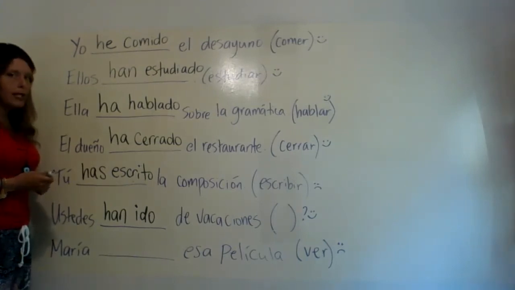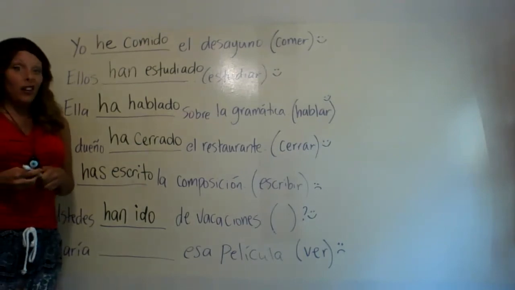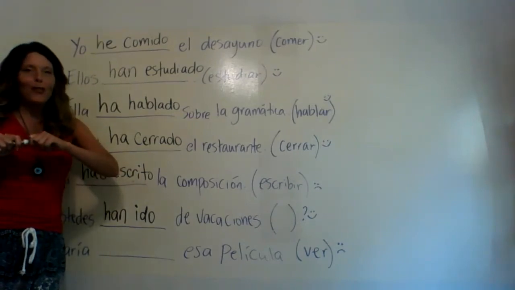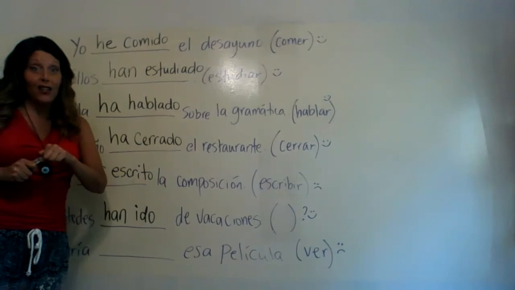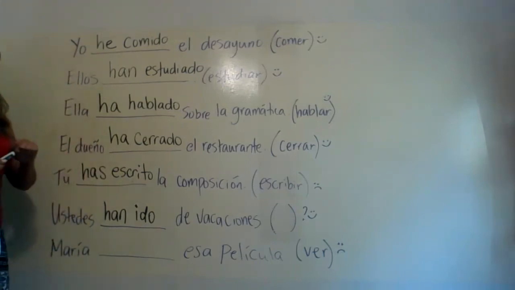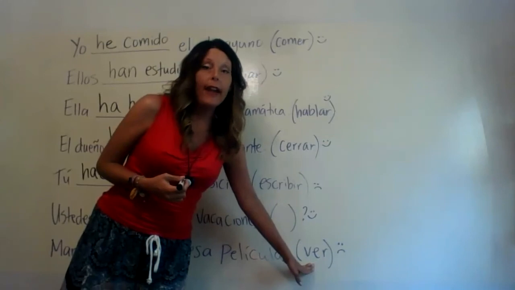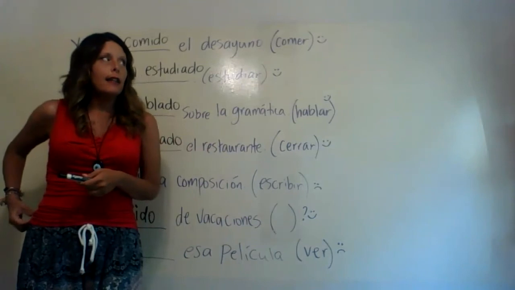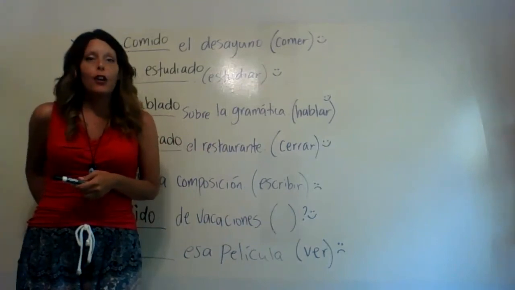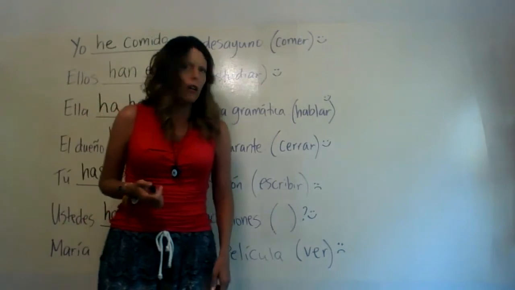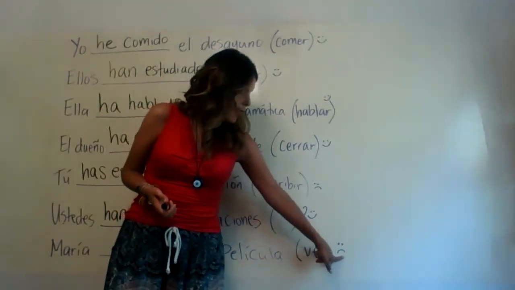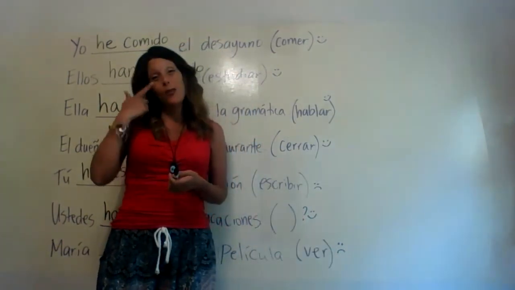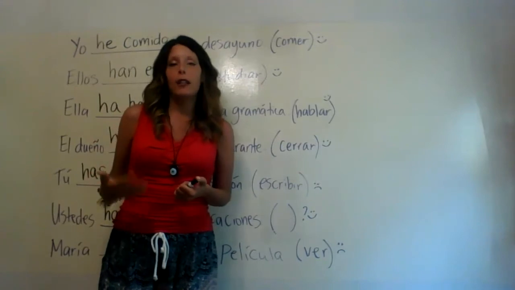If you're prone to say, y'all have went on vacation, that would be a misuse of the present perfect in English. And then our last sentence is with the verb ver. Ver means to see. To see is another irregular participle in Spanish. That's why I have a little not so happy, frowny face right there. So ver, to see, irregular participle in Spanish.